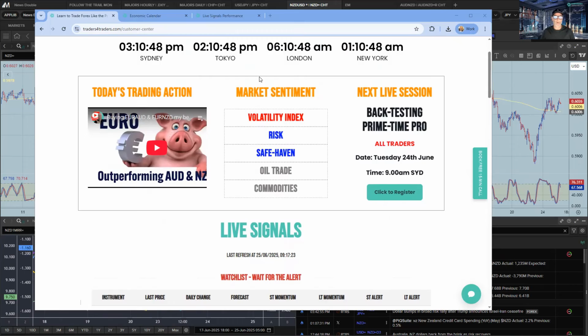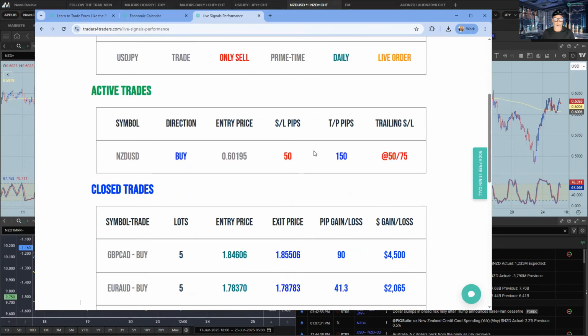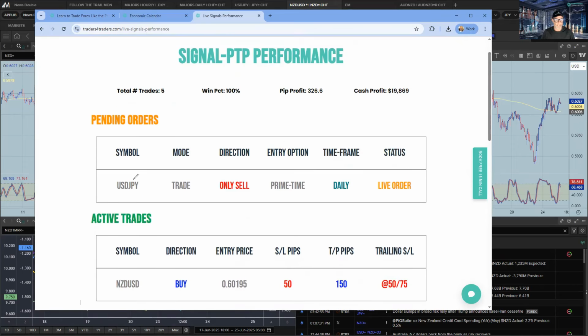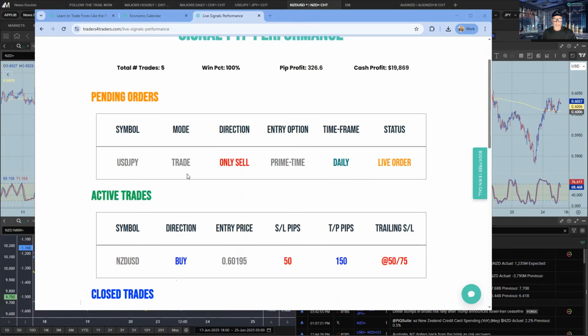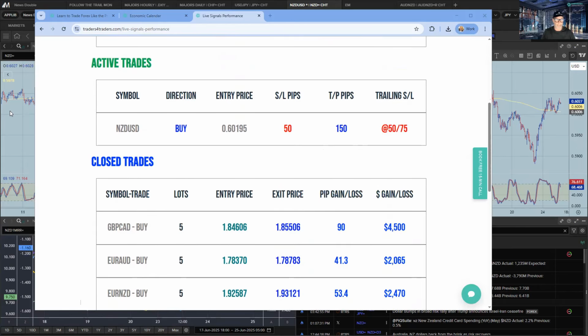So, let me just come back to the live signals this week, right? At the moment, looking at the live trade signals on the live trade hub page, we've got an order here to sell dollar yen on the daily chart. That's going to take about a week to trigger, right? But I still want to put it in there because I like the idea of getting short dollar yen.